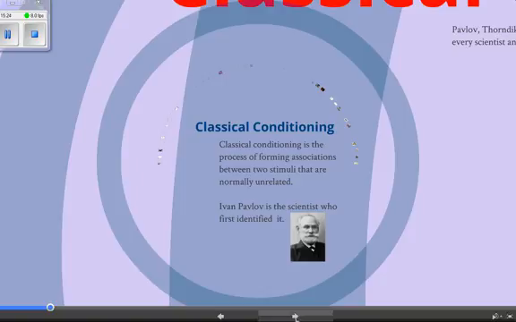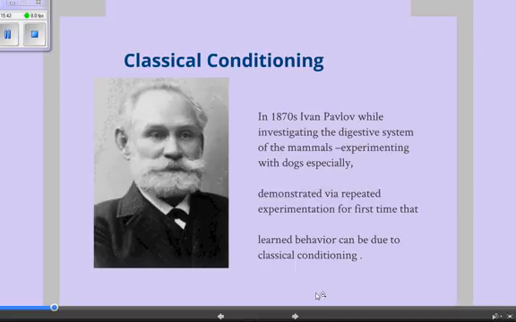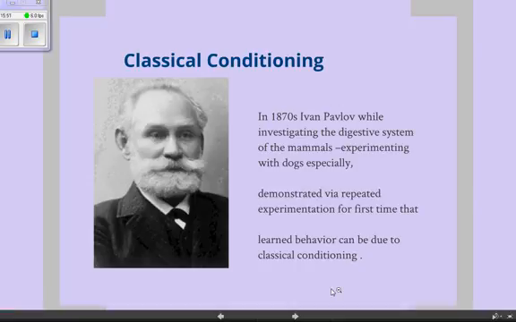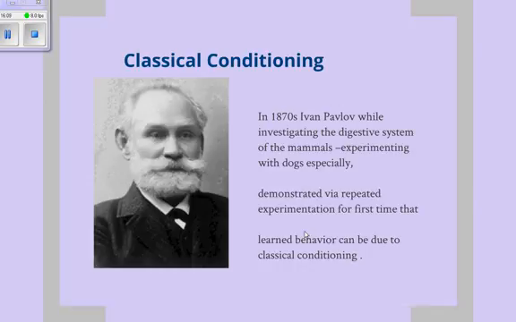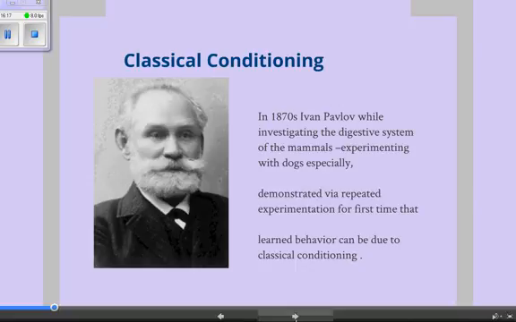Ivan Pavlov is a scientist who first identified classical conditioning as the association between two initially unrelated stimuli. Who is Ivan Pavlov? In the late 1800s, the 1870s, Ivan Pavlov was investigating the digestive system of mammals, and the cheapest mammal he was able to find in Russia at the time was dogs. So he was experimenting on the digestion of dogs. And accidentally, he discovered and proved with a lot of experiments for the first time that learned behavior in animals is due to something he called classical conditioning.